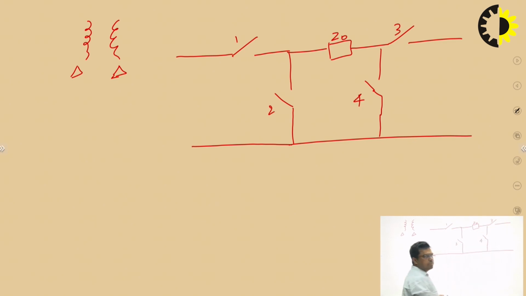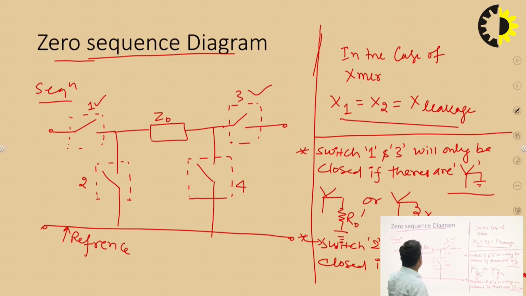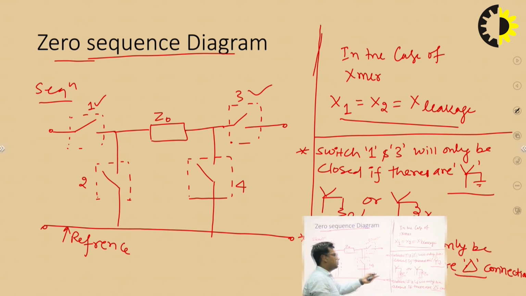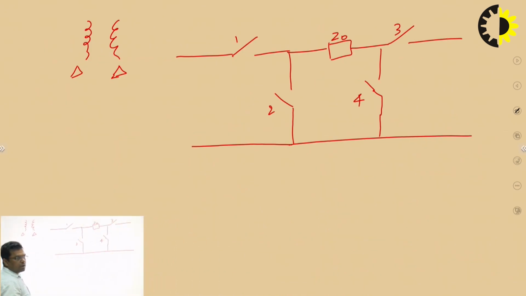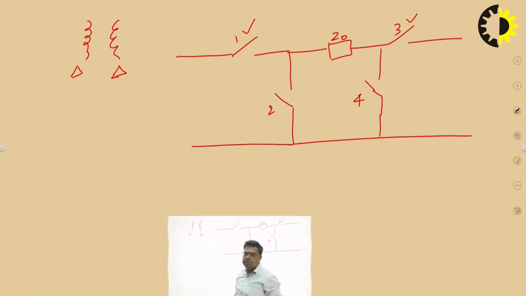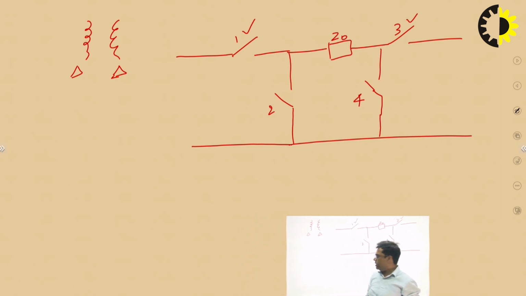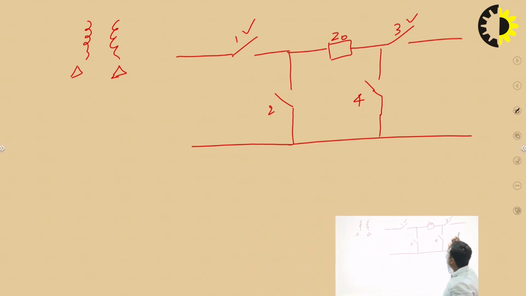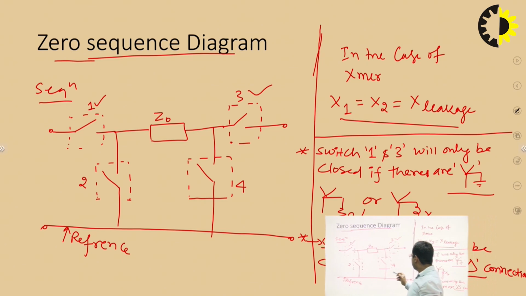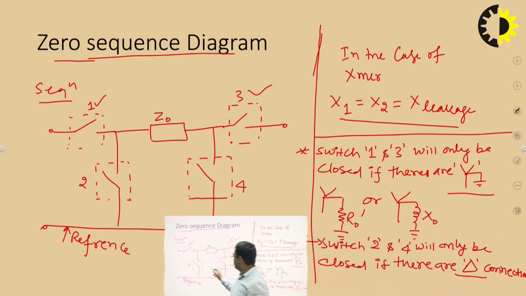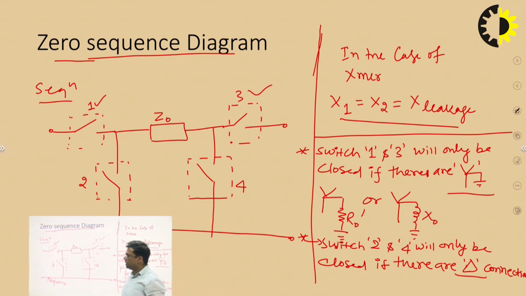As per our study, switch number 1 and switch number 3 will only be closed if there is a star connection with any grounding. If we see in this configuration, there is no star connection. So switch number 1 and switch number 3 will be open. There is no star connected network of any kind. And as per our knowledge, switch number 2 and switch number 4 will only be closed if there is a delta connected network.